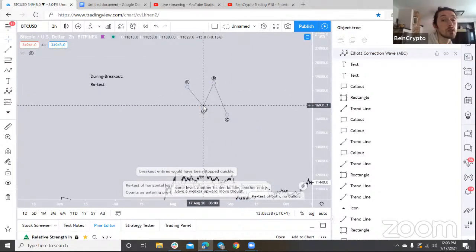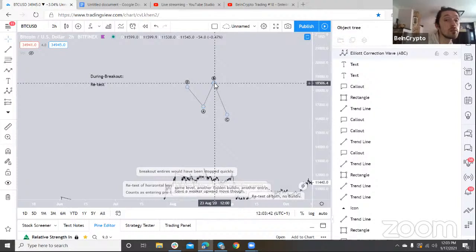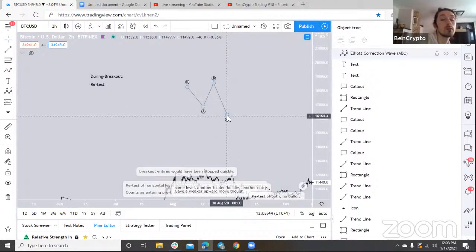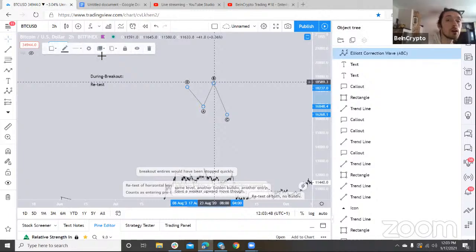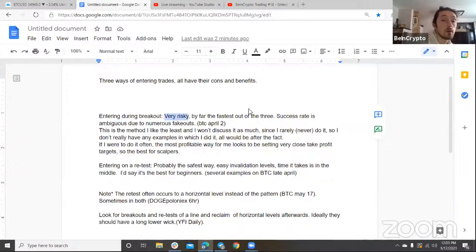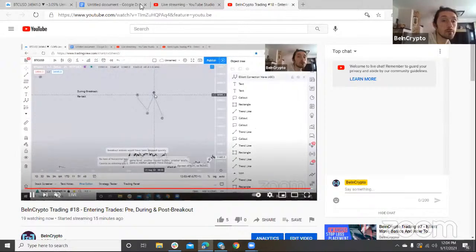So price might go down, you might think correction is over. As soon as the high is taken out on the B wave, you have a massive impulsive C wave, and you might have gotten caught right at the top. But it's the fastest out of the three. So if you manage to do this successfully, you will probably enter as soon as the breakout begins, and you can get profit immediately because the price would be expected to continue moving higher.